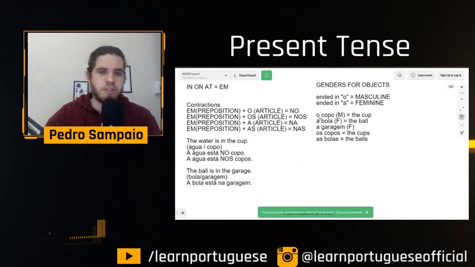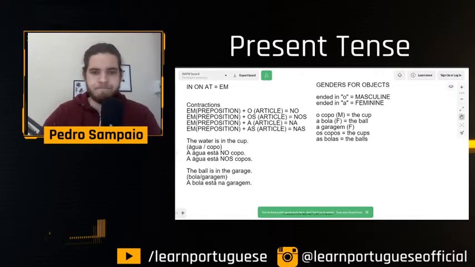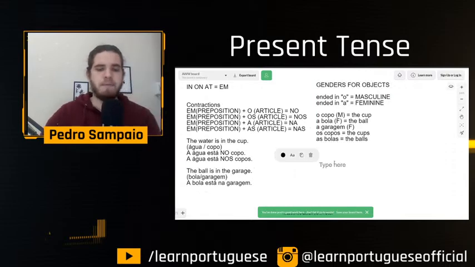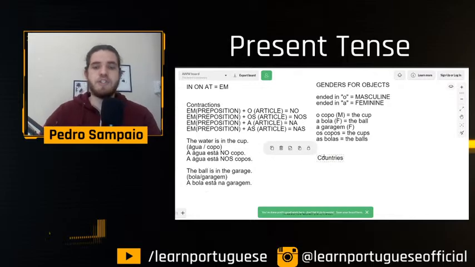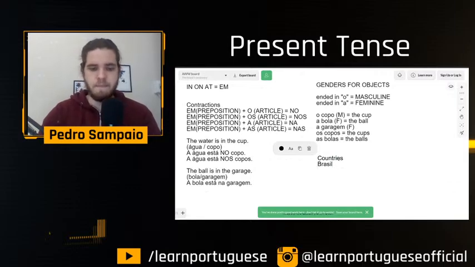So do we always use contractions? I said that all the objects have genders, so do we always need to use contractions? The answer is no, we don't, not always. Let's take here some countries, because there are some countries which do not have genders in Portuguese. Let me take, for example, 3 countries. The first one is Brazil, of course, my country, the country I'm from. The country I live in now, Turkey, and Portugal.